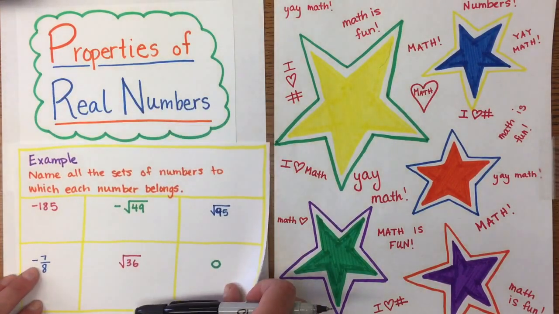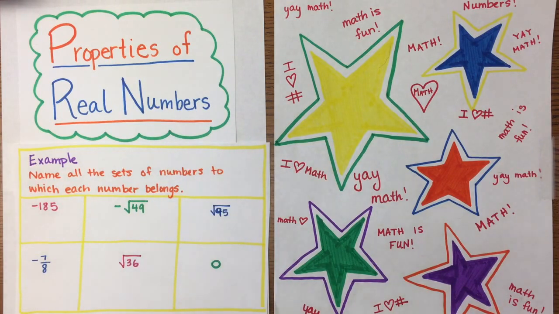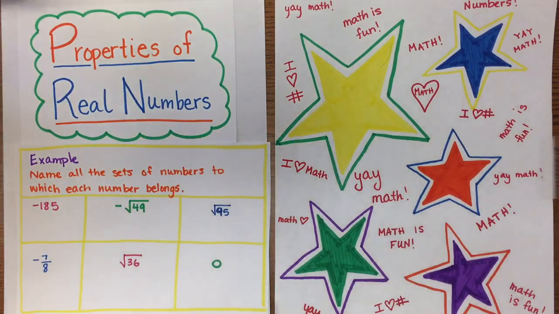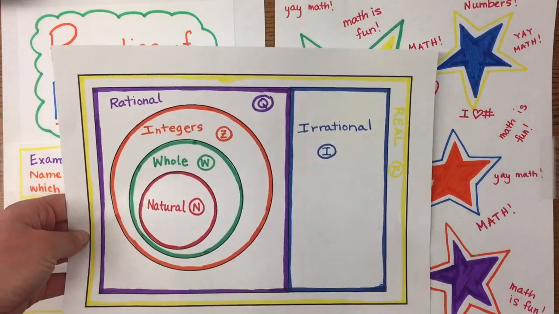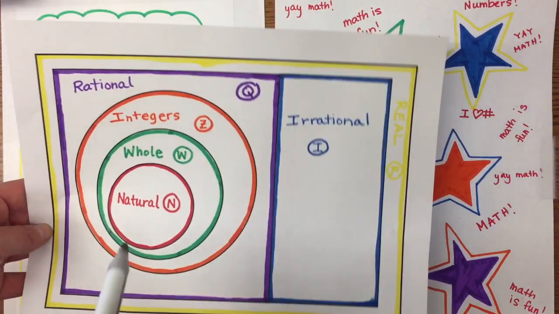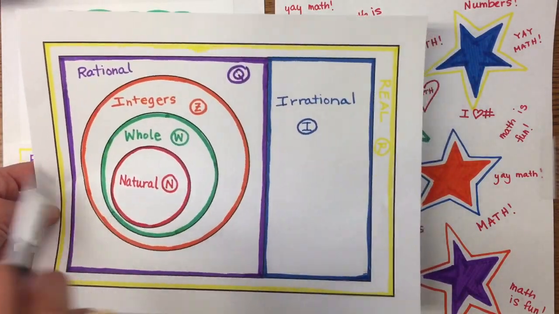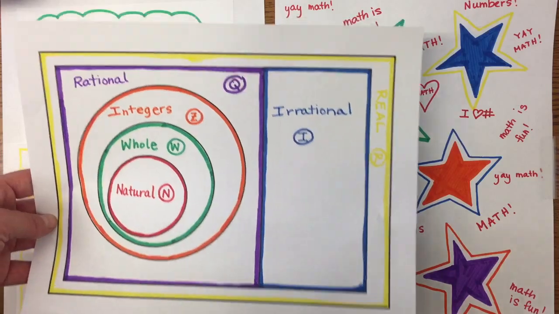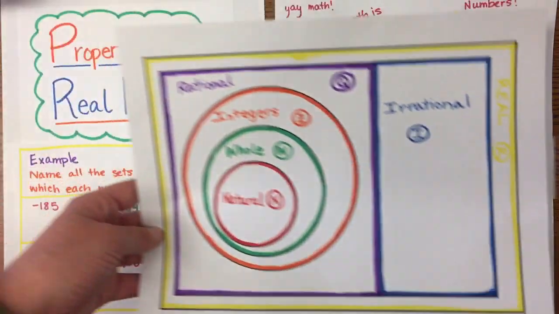And I now want to look at an example where we are trying to name all of the sets of numbers to which each number belongs. So if I look at negative 185, the way I want to work through this is I'm going to go to my real number system and I'm going to find the most inner place that I can define it, and then I'm going to define it out from there.